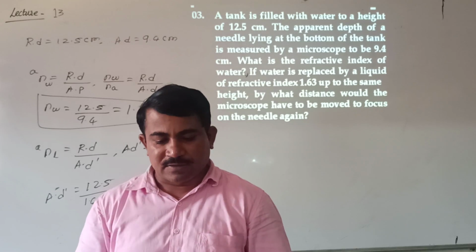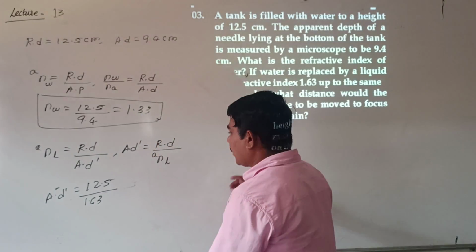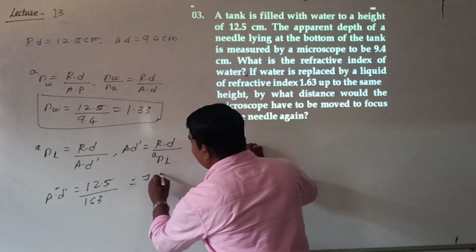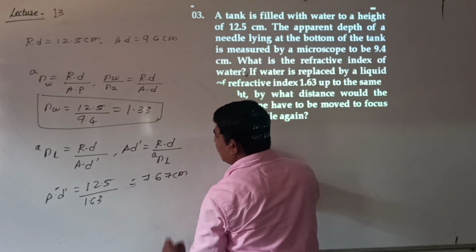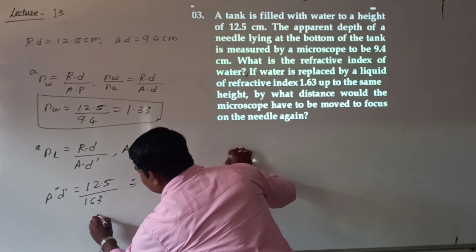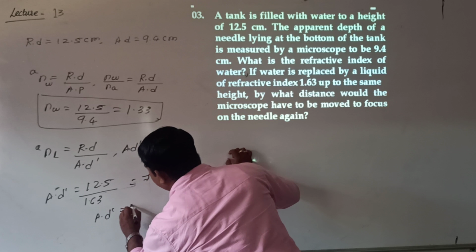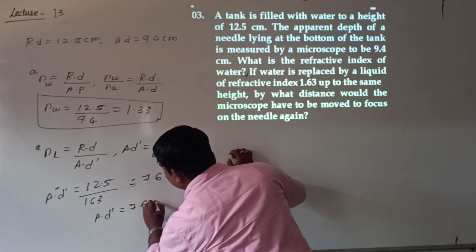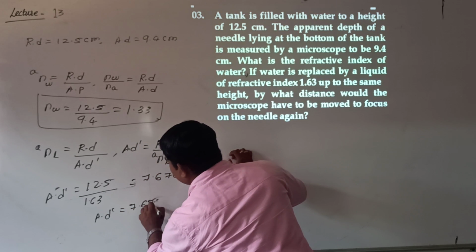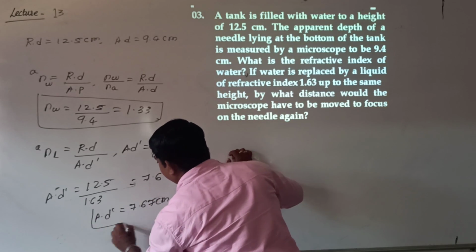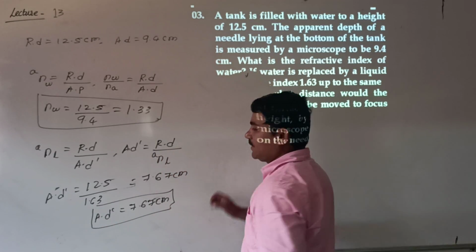Then around what value are we getting? Around 1.63, and this is what value? 7.67 centimeter. I mean the new apparent depth. What is the new apparent depth? The new apparent depth is equal to 7.67 centimeter.